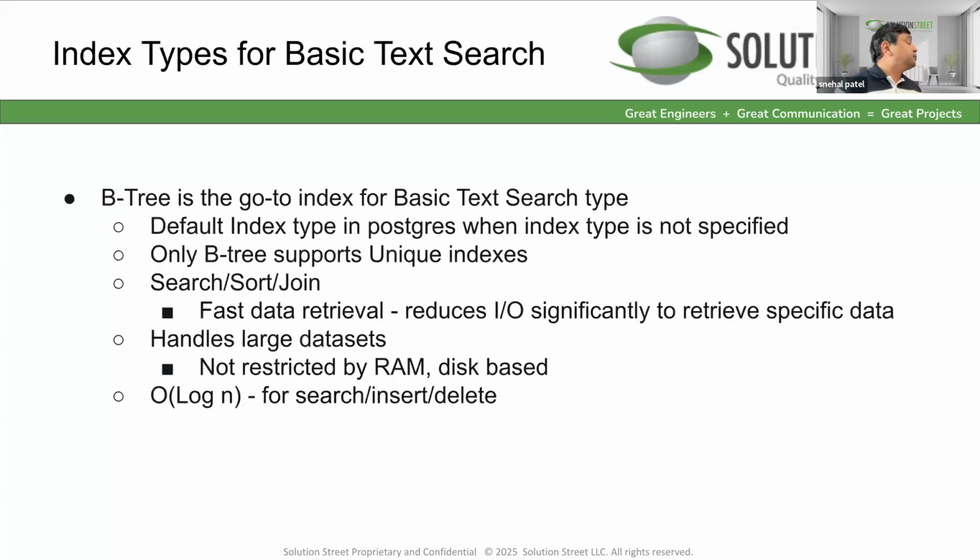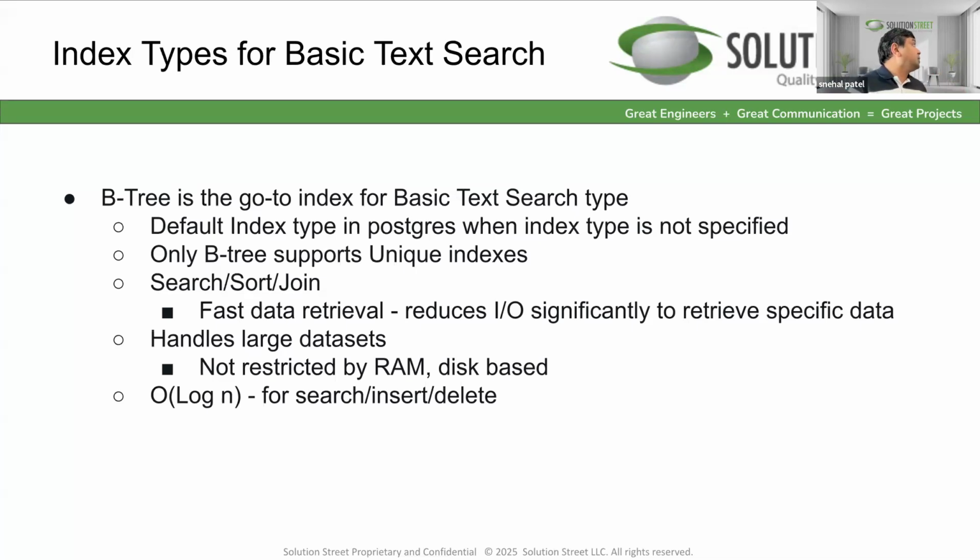So there is a need for an index type that makes it possible to perform the text search efficiently and quickly while working with a large amount of data. Please take note that an index is not mandatory in order to perform text search. However, it is often desirable while working with a large amount of data. B-tree is the go-to index for basic text search type. It is also the default index in Postgres and many other relational databases. That means when you create an index without specifying an index type, Postgres creates a B-tree index.